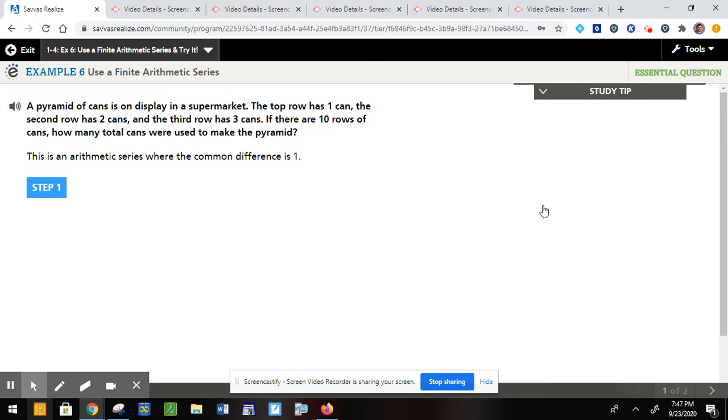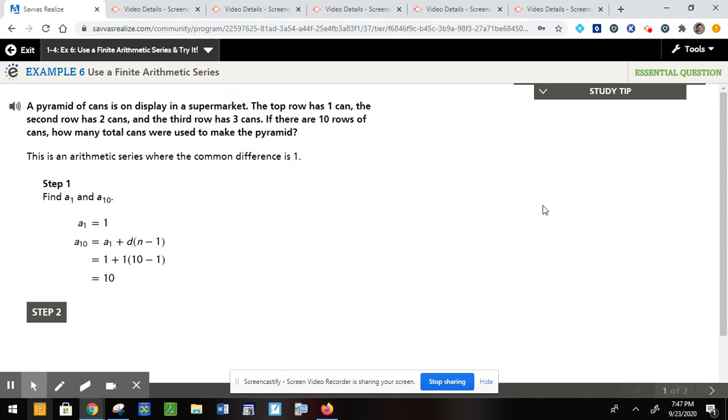Well, clearly the common difference is 1, right? Because it's just a difference of 1 for each row. So each row there's an extra can. In order to use the sum formula, you need to know the first term and the last term. So let's figure out how many cans are in the last row.